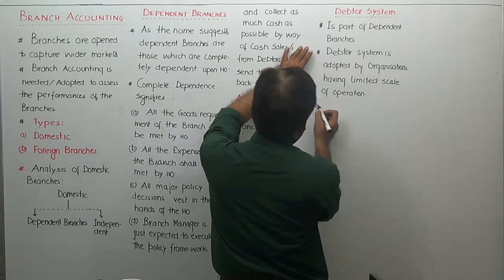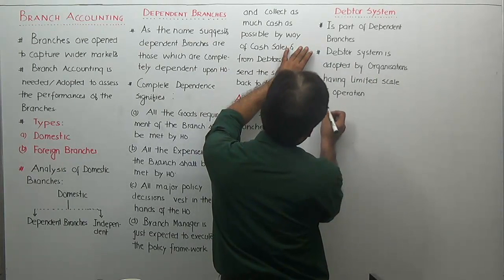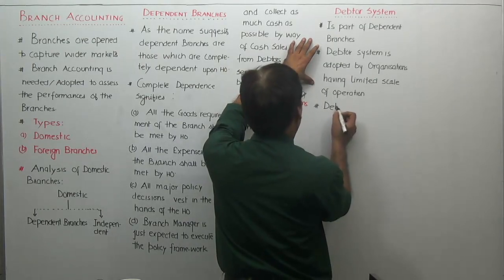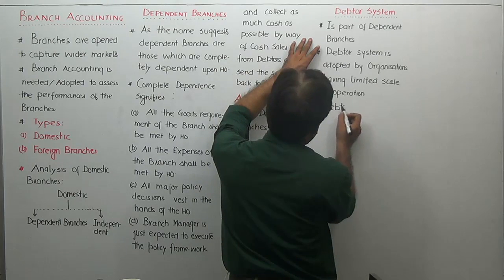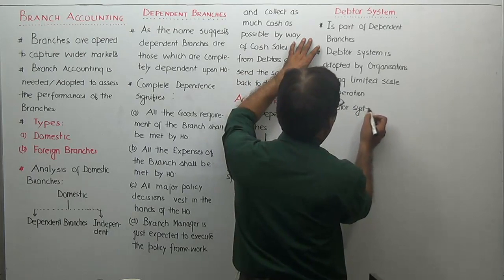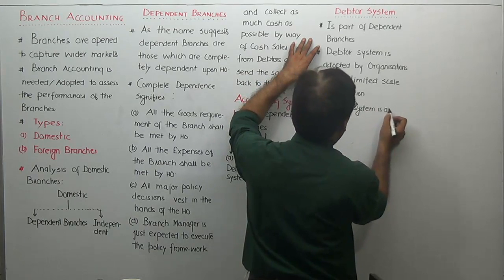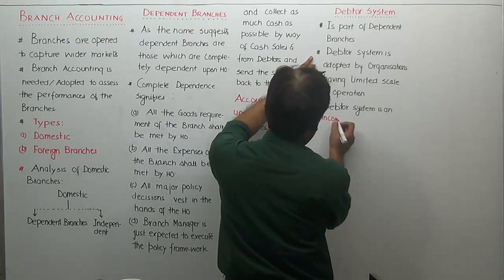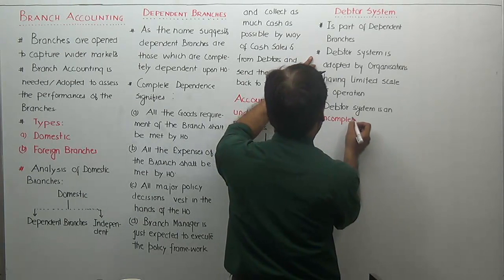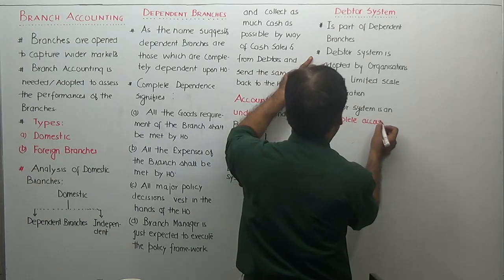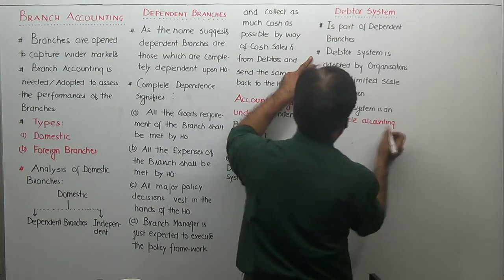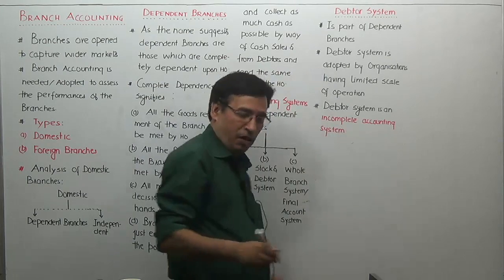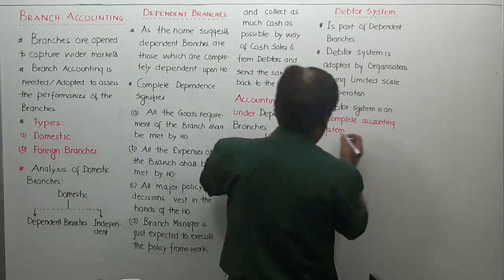Now, as I told you, the debtors system is an incomplete accounting system. That is the most formidable and prominent characteristic of this system. Unfortunately, most of us still do not know about that. The debtors system is an incomplete accounting system. How and why, I will let you know. I have already told you, a little bit of endurance, a little bit of patience is required.